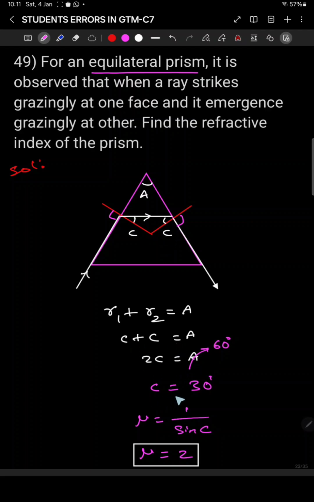From this you can find the critical angle value, 30 degrees. We know the critical angle condition: mu equal to 1 by sin C. We know the C value is 30. You can find the mu value, the refractive index of the prism. We are asked to find the refractive index of the prism.